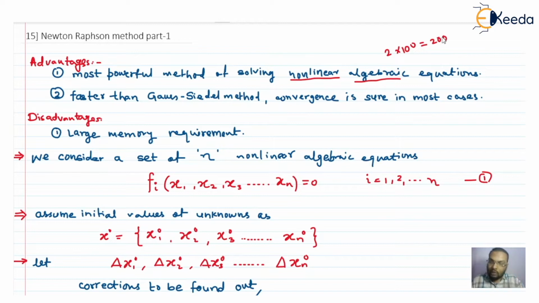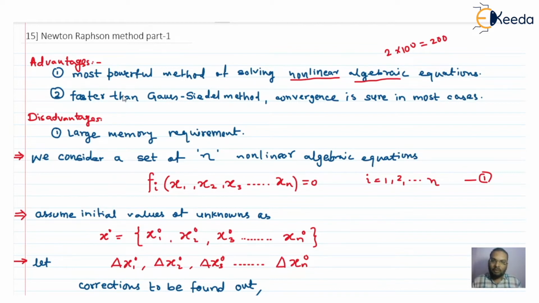So the first advantage is that it is the most powerful method. Let the order of the nonlinear equations be anything. Suppose the nonlinear equations have n number of variables, then also it is a very powerful method. This is the first advantage. Second, when we go for an iterative method, we expect the method to be a fast one; the method should converge rapidly towards the solution.